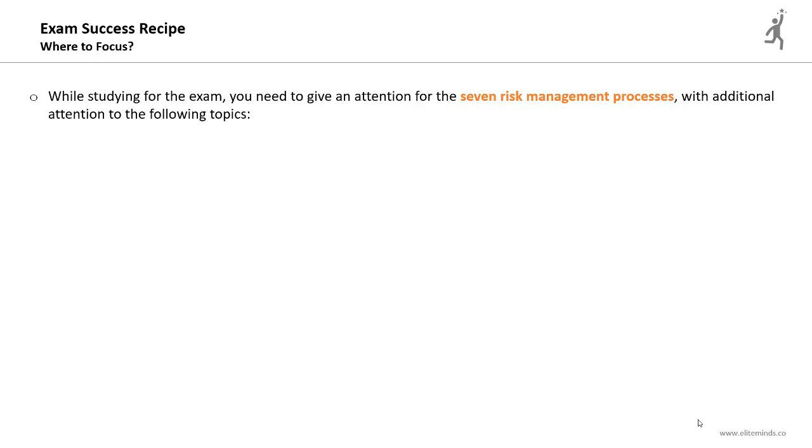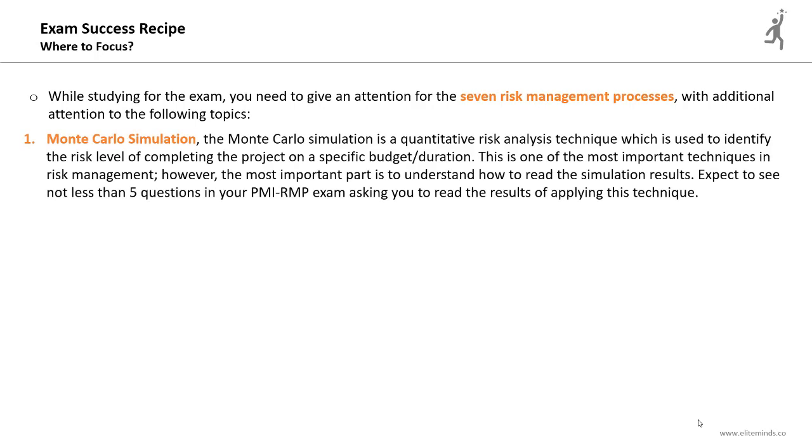A lot of the exam questions will be about the 7 risk management processes, with additional attention to the following topics, starting with the Monte Carlo simulation. As explained earlier, it's a quantitative risk analysis technique which we use to identify the risk level of completing a project on a specific date or a specific budget. It's one of the most important techniques in quantitative risk analysis, and the most important part for the PMI-RMP exam is the ability to read the simulation results.